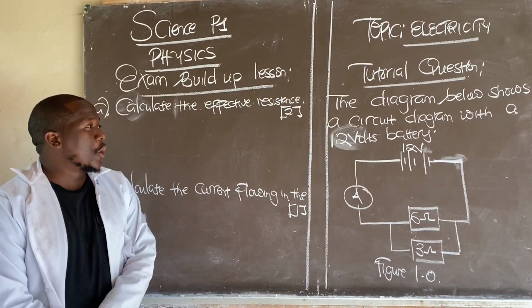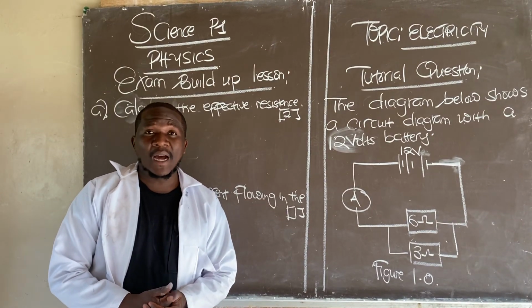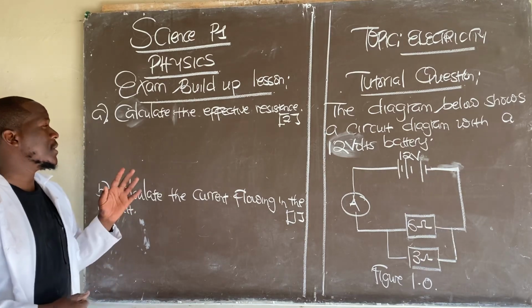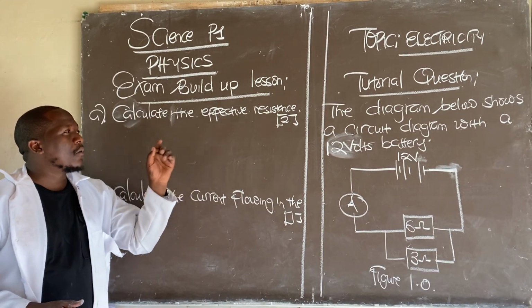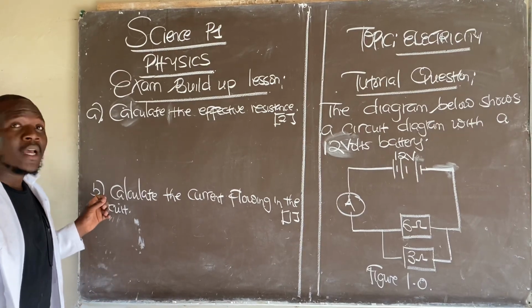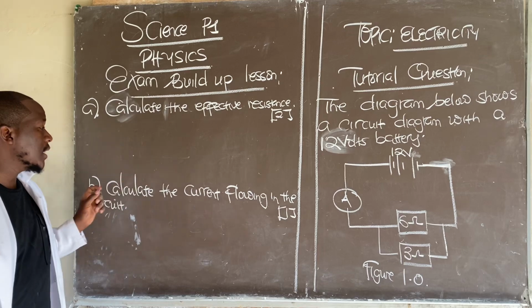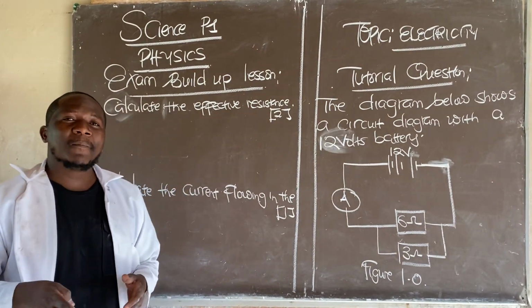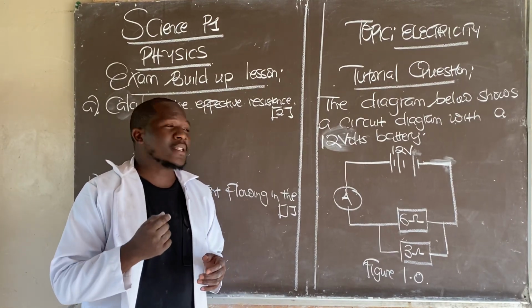So in this tutorial, we're going to have an electric circuit diagram. From there, we're going to entertain two concepts. The first one involves the calculation of the effective resistance. The second one involves the calculation of the current flowing in the circuit. When we talk about electricity, we are talking about the flow of current in a circuit.